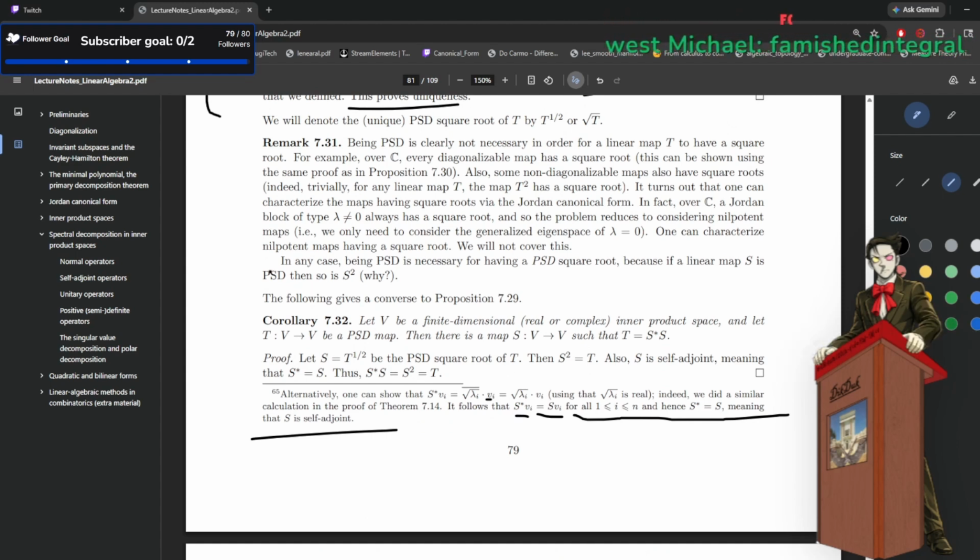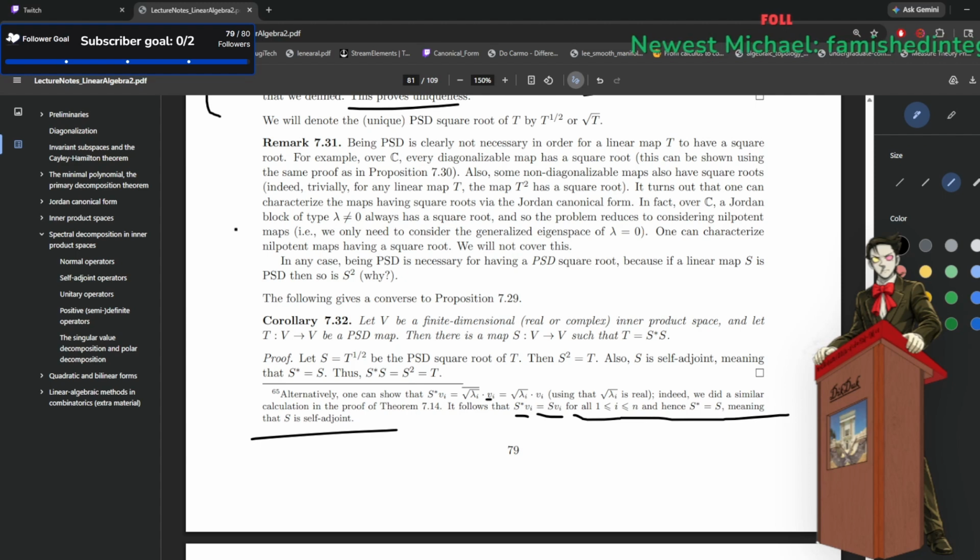Remark 7.31. Being positive semi-definite is clearly not necessary in order for a linear map T to have a square root. For example, over the complex numbers, every diagonalizable map has a square root. This can be shown by using the same proof as Proposition 7.30. Also, some non-diagonalizable maps have square roots. Indeed, trivially, for any linear map T, the map T squared has a square root. It turns out that one can characterize the maps having square roots via the Jordan canonical form.